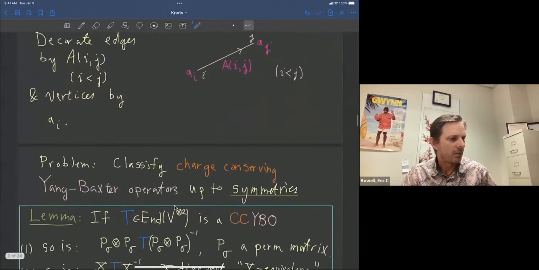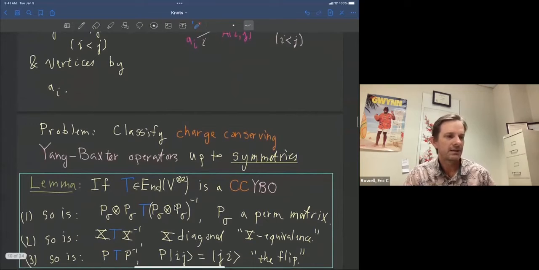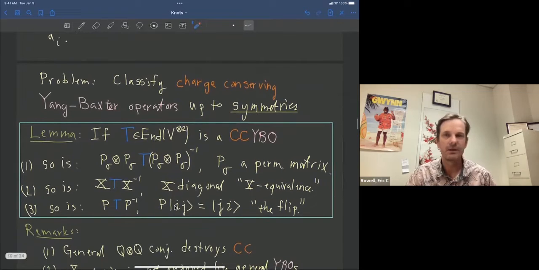And so, right, the problem we study is to classify charge-conserving Yang-Baxter operators up to symmetry. So I should say a little bit about the symmetries then. So here's a lemma that talks about the symmetries. If you have a charge-conserving Yang-Baxter operator, then you can conjugate by P_sigma tensor P_sigma, and it will remain charge-conserving and a Yang-Baxter operator, where this has to be a permutation matrix.